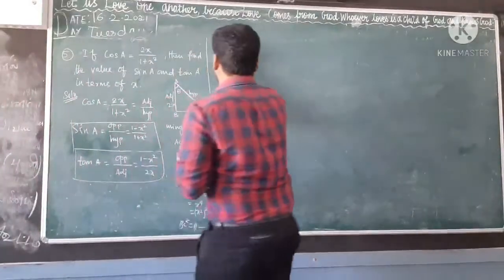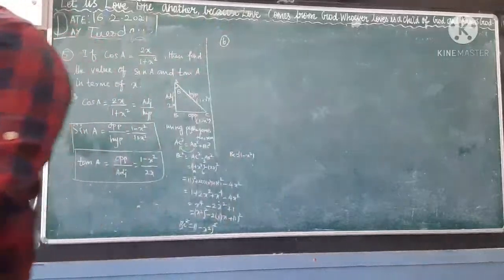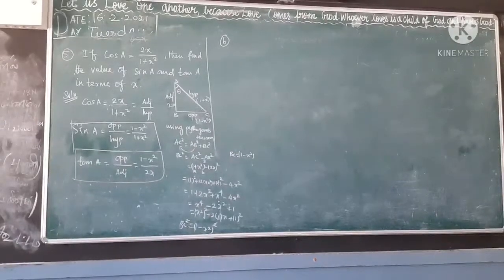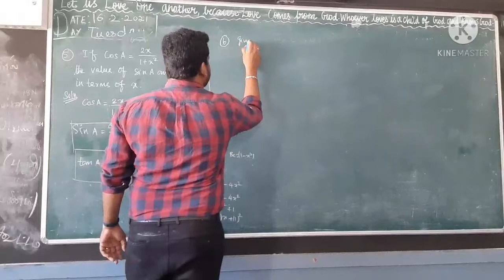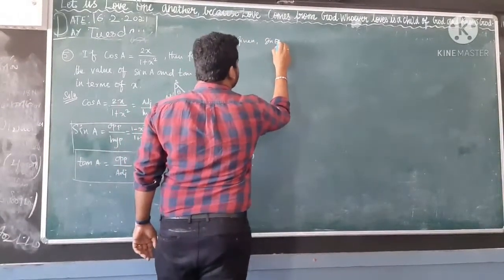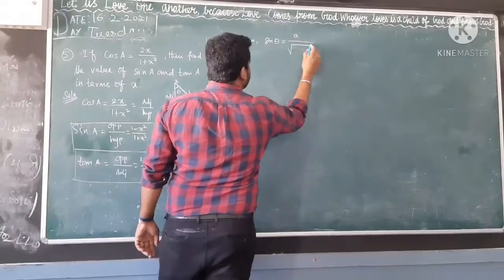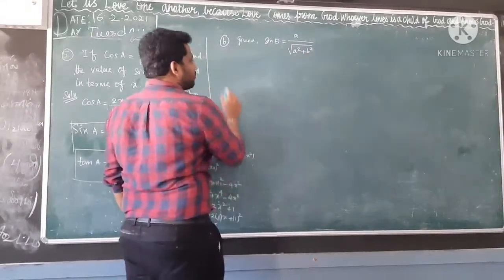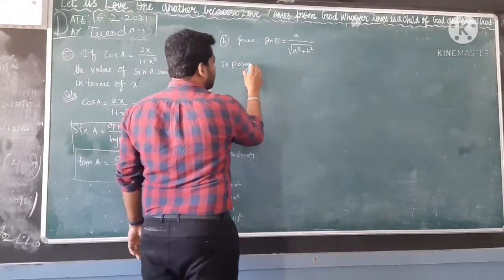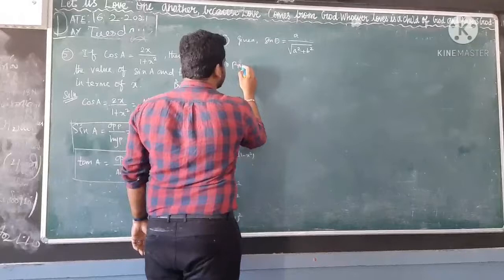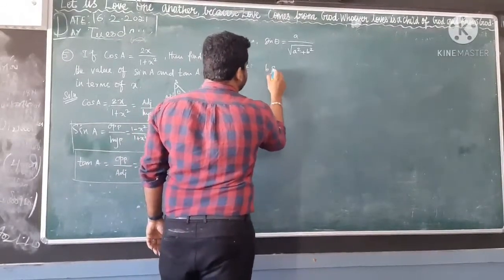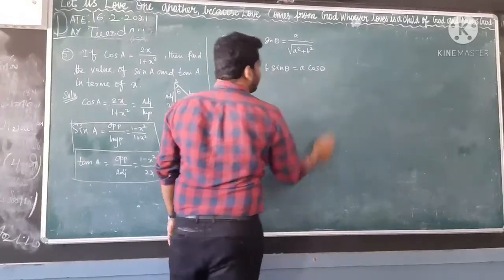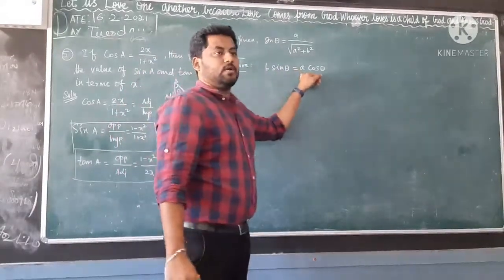Okay, next sixth question. If sin theta is equal to a divided by root of a square plus b square, we have to prove b sin theta is equal to a cos theta.